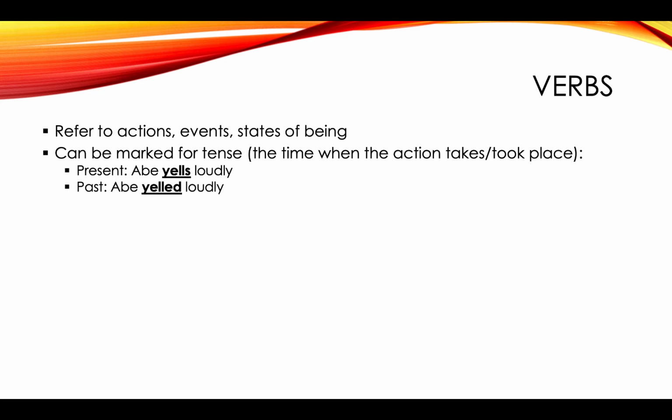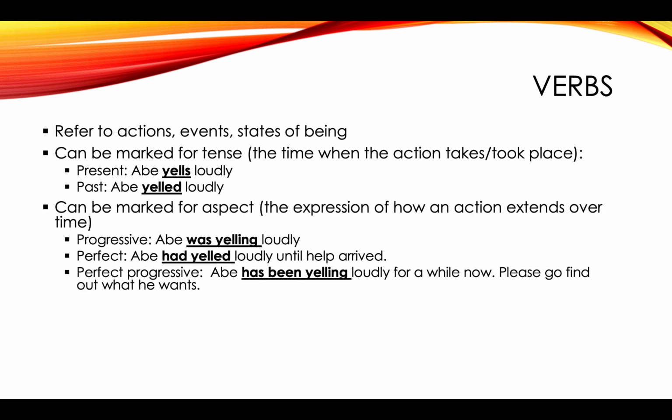Verbs also inflect for aspect. Aspect indicates how an action extends over time. The progressive aspect indicates an action in progress. The perfect aspect indicates an action that happens before something else. And the combination of perfect and progressive indicates an action that begins before something else and then continues.